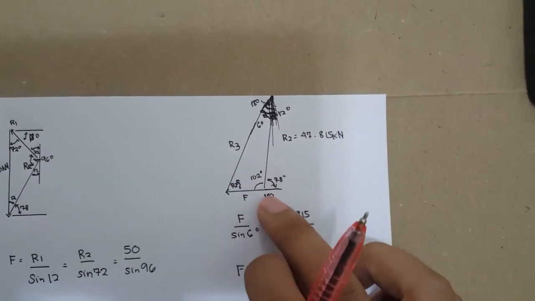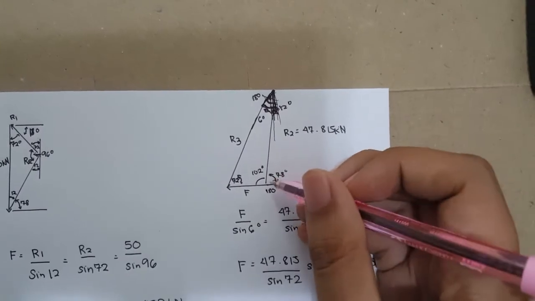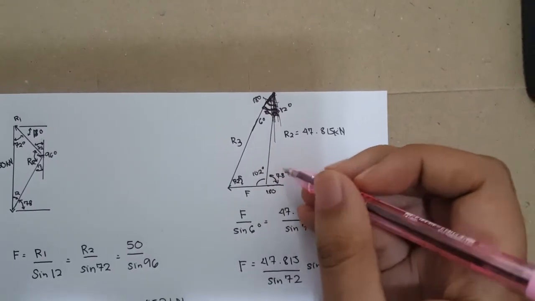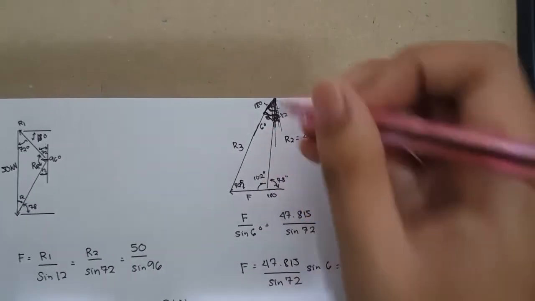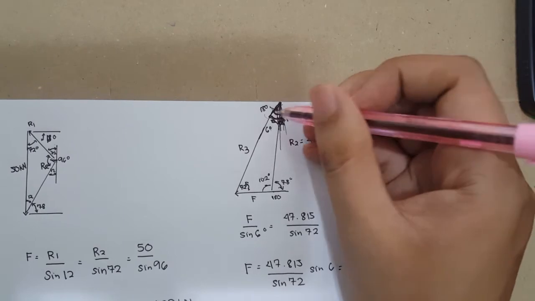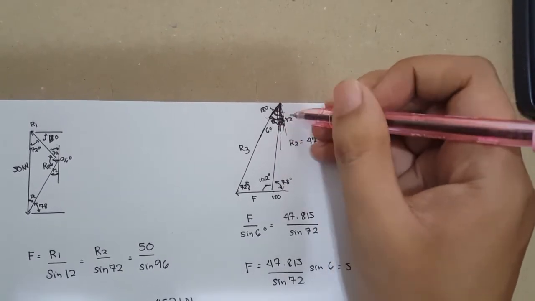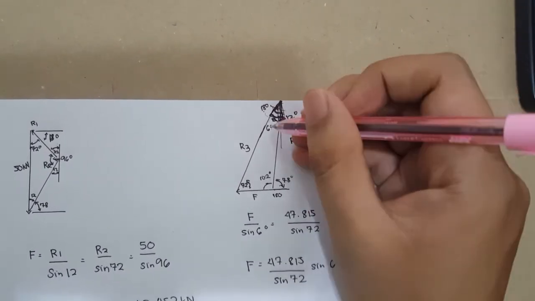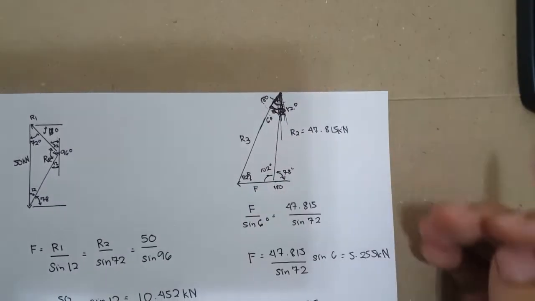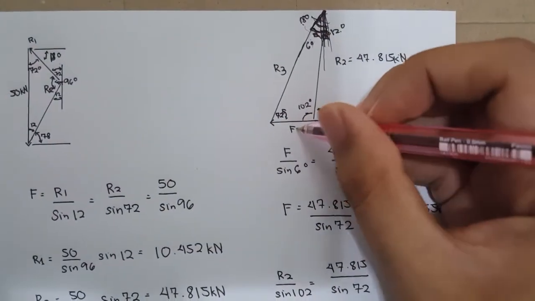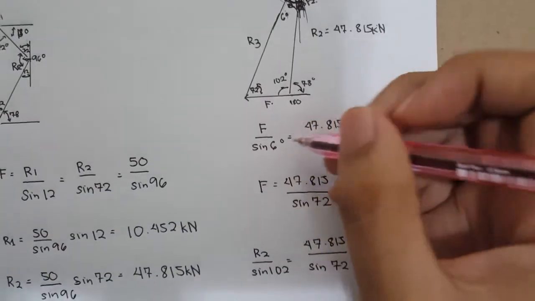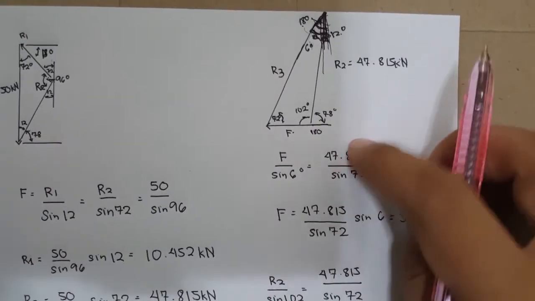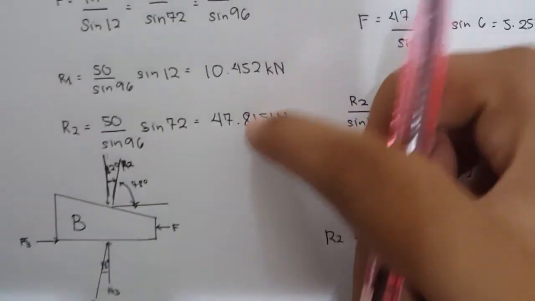Since this is a whole 180 degrees right here, we'll be doing 180 minus 78, so we'll have 102 degrees for the inside angle here. And since we'll try to find the inside angle here as well, that would be 18 minus 12, we'll have 6. So here we'll be able to solve using the sine law. So using here, we'll use F over sine 6 equals, we'll be using the previous ones we solved, which is R2 right here.